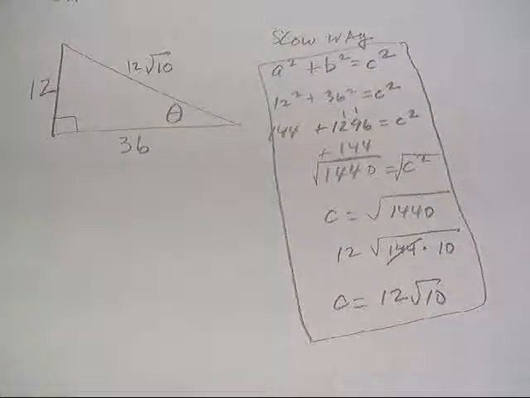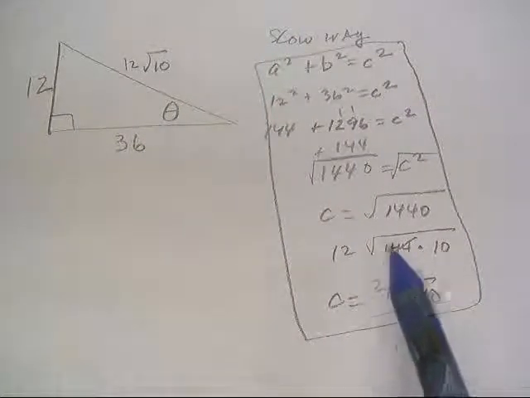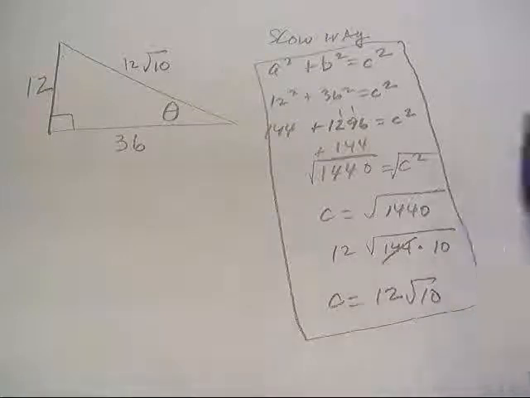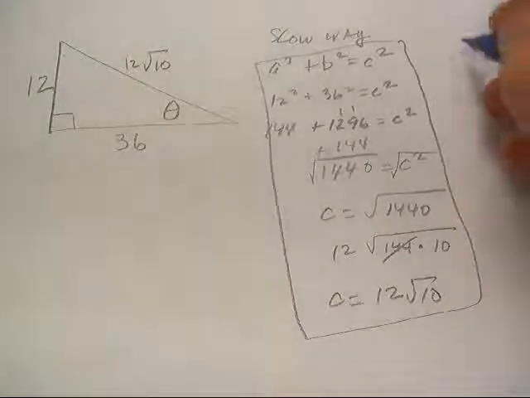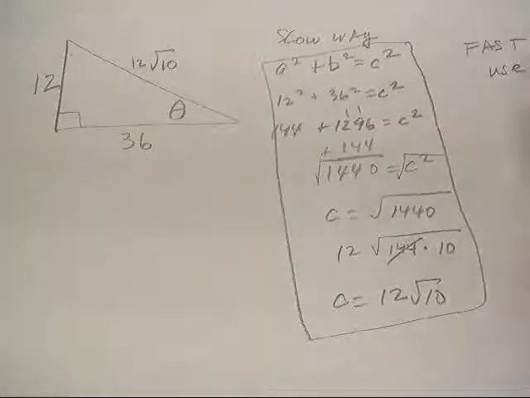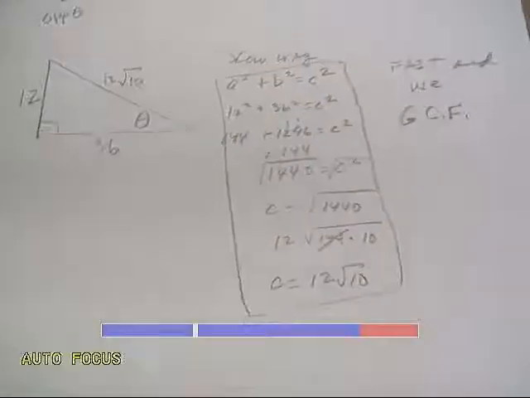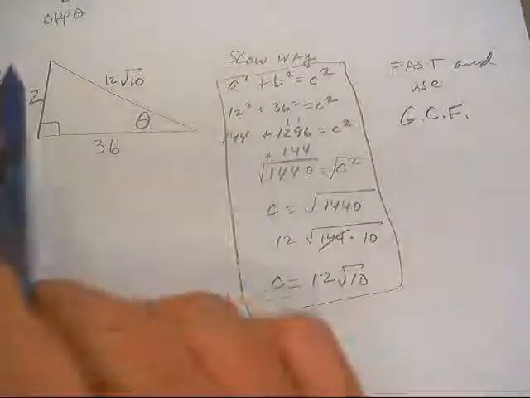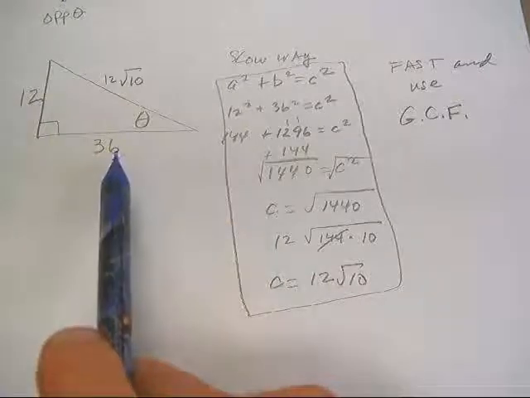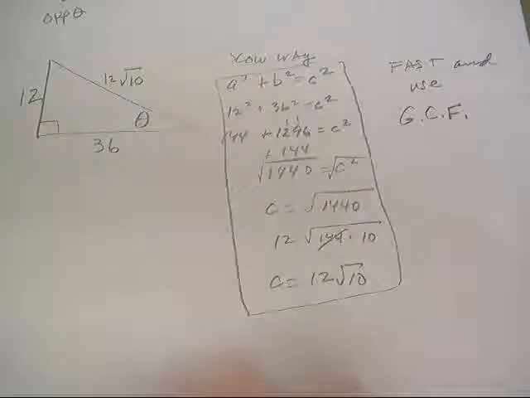Now when you do the slow way, the issue is going to be simplifying the radical. Even the fast way, it's possible that the radical needs to get simplified. But we can do one of these a whole lot better if we go fast and use the greatest common factor. So this is the largest number that divides into 12 and 36. What is it? The biggest number? 12. Very good.